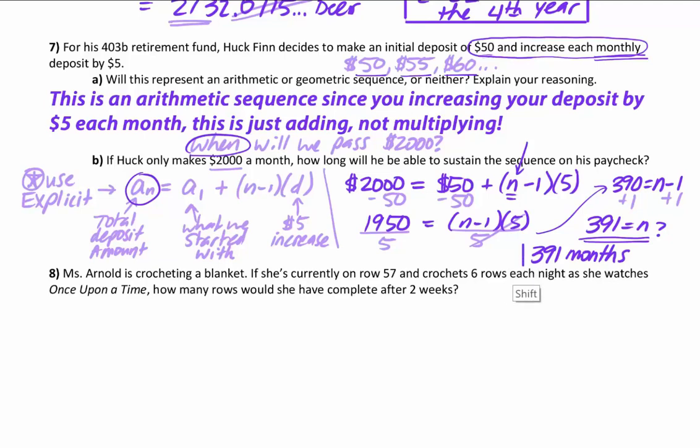Now that's kind of a silly pattern to like absolutely stick to. At some point, I mean, you're going to have to save money for groceries and things like that. And so the pattern isn't sustainable, but if he absolutely held to it, he would be able to go 391 months before running out of money in his paycheck, essentially.